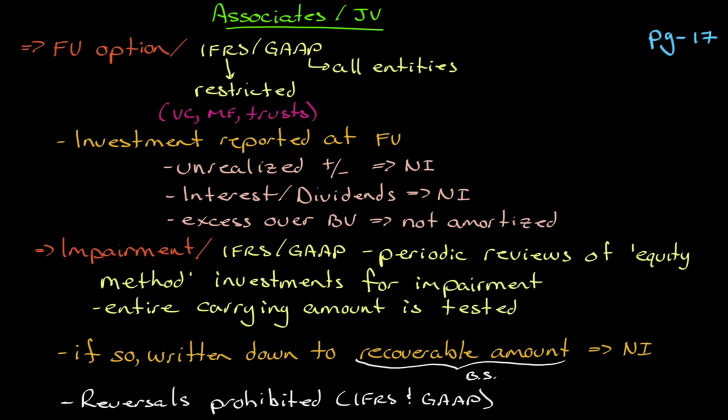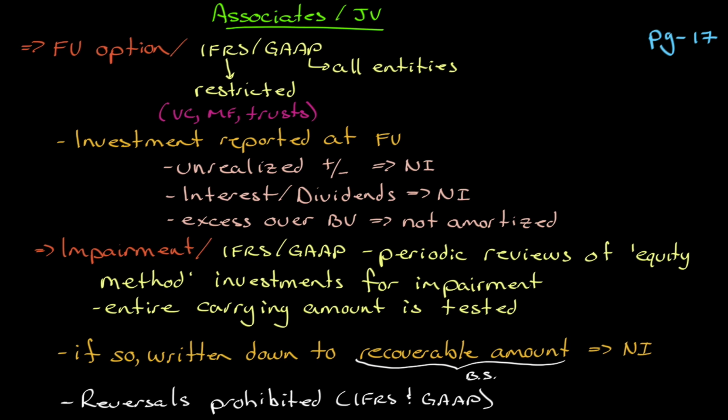There is a fair value option. We don't have to use the equity method. There is a fair value option. For IFRS, it's extremely restricted, though, and it's restricted to companies like venture capital, mutual funds, investment trusts, where you're in the business of buying companies. They're not really associates, they're really investments designed to generate capital gains and income. You're in the business of doing that, so you don't account for them with the equity method at all. You would use the fair value method. That makes a lot more sense.